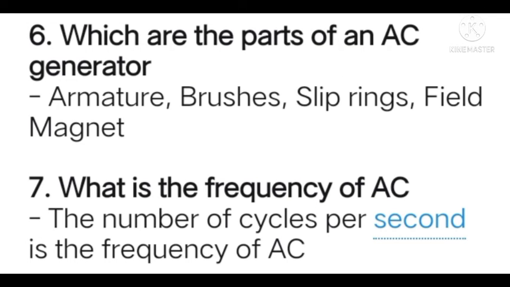Which are the parts of an AC generator? Armature, brushes, slip rings, field magnet. What is the frequency of AC? The number of cycles per second is the frequency of AC. Hertz is the unit of frequency.